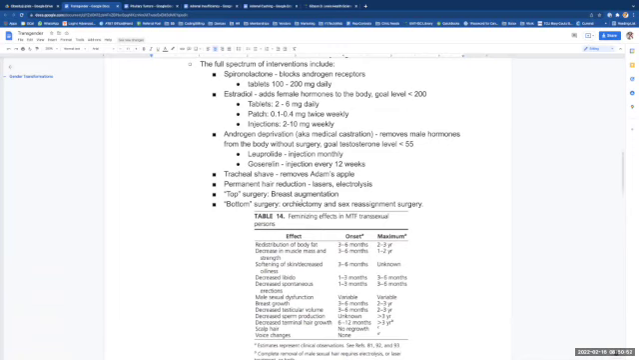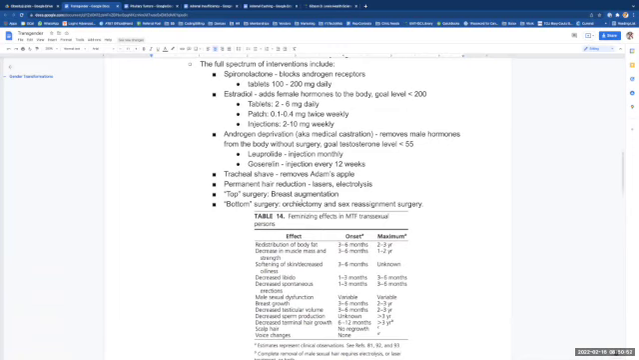For females at birth who are transitioning to males, again, every patient is different in the extent that they want to express their gender. Some are happy with medical but not surgical treatment, and others want to have everything remade. The full spectrum of interventions includes testosterone, which adds male hormones to the body, maintaining a goal level of 350 to 700 when measured halfway between injections. This is given either by testosterone cypionate or enanthate.